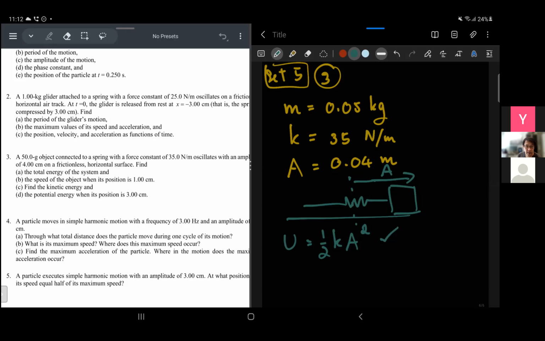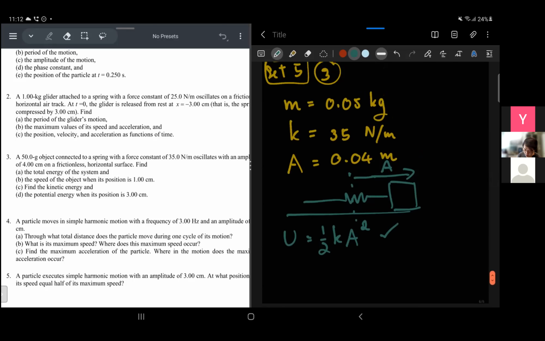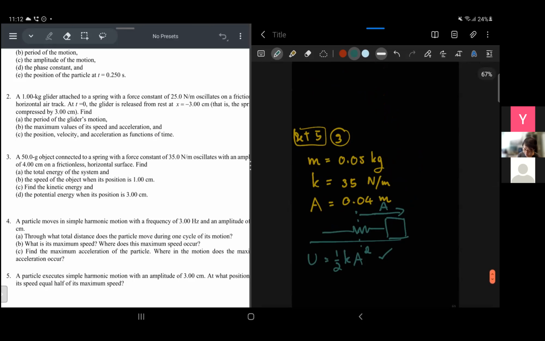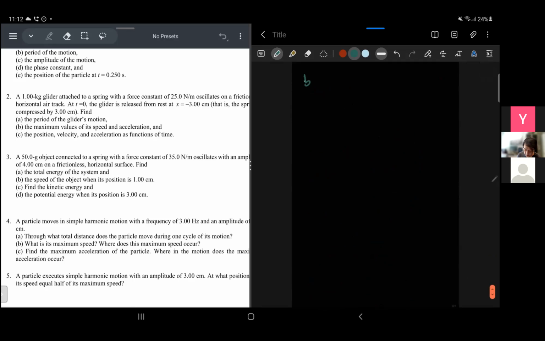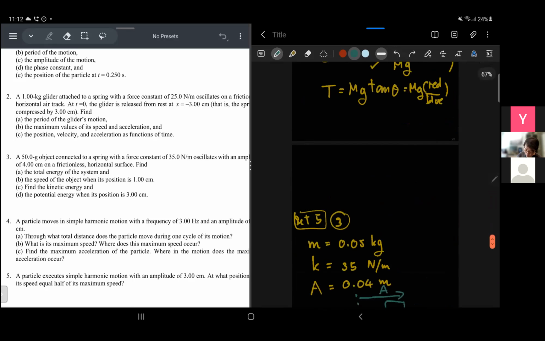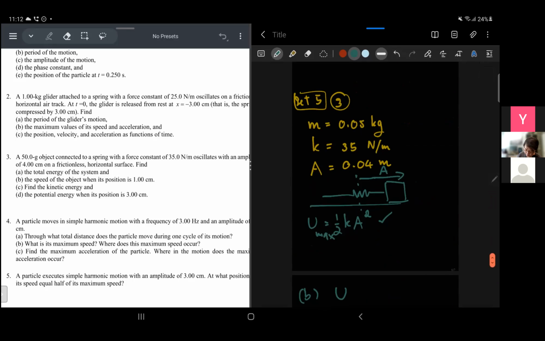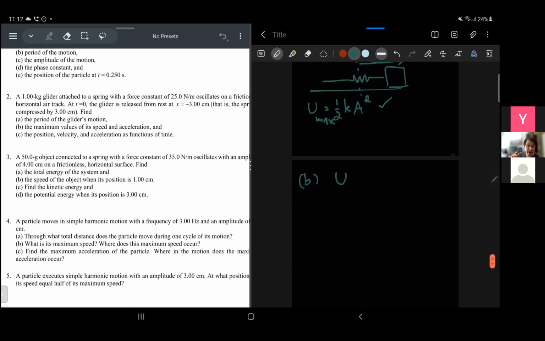Now, part B, the speed when the position is at 1 centimeter. If you want to derive this, in part B, you know that when the position is 1 centimeter, your potential energy... let me put this one as U max. This is the maximum potential energy.